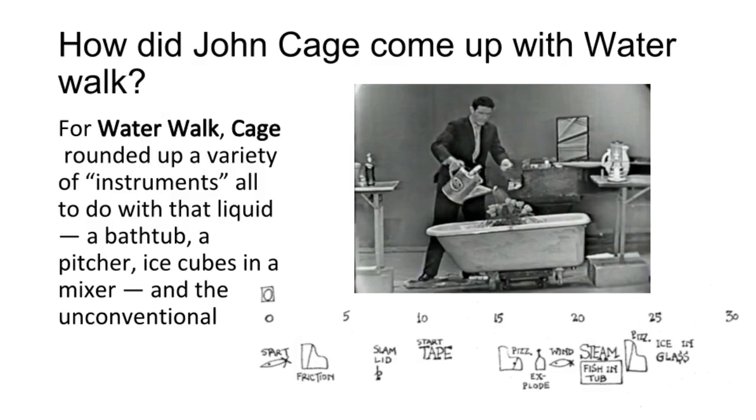How did John Cage come up with Water Walk? For Water Walk, Cage rounded up a variety of instruments all to do with that liquid: a bathtub, a pitcher, ice cubes in a mixer. And the unconventional symphony they produce culminates in the Rube Goldbergian mixing of a drink, the sipping of which the composition dictates about 2.5 minutes in.